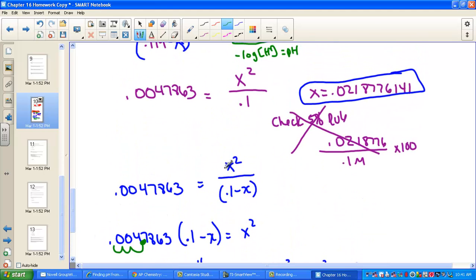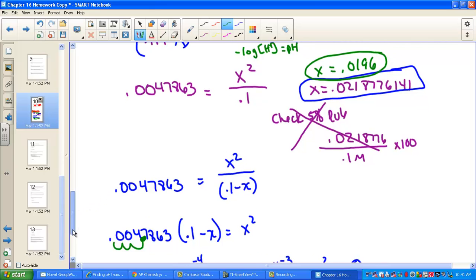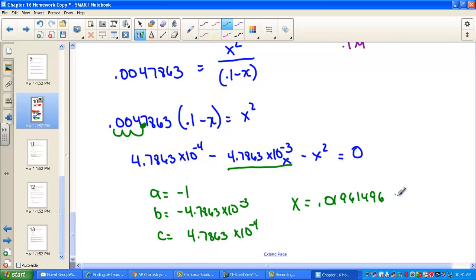How significantly different was that? Look at that, quite a bit. x, when we calculated using the quadratic formula, 0.0196, and again, enough of a difference where we broke the 5% rule. So with the quadratic formula, we come up with a more accurate measurement of our pH. We let x represent the hydrogen ion. So to find pH, we have to take the negative log of that value of x.